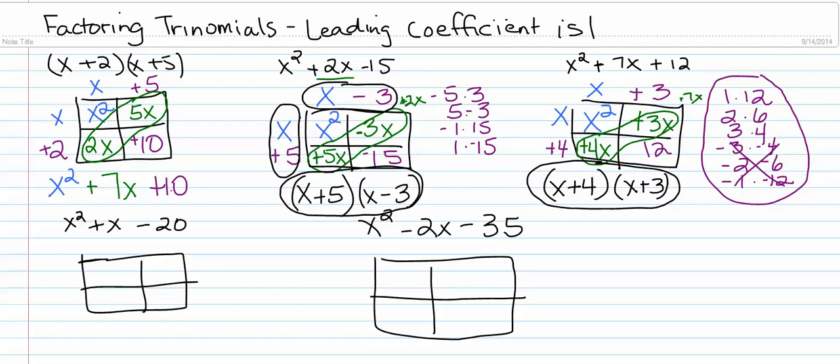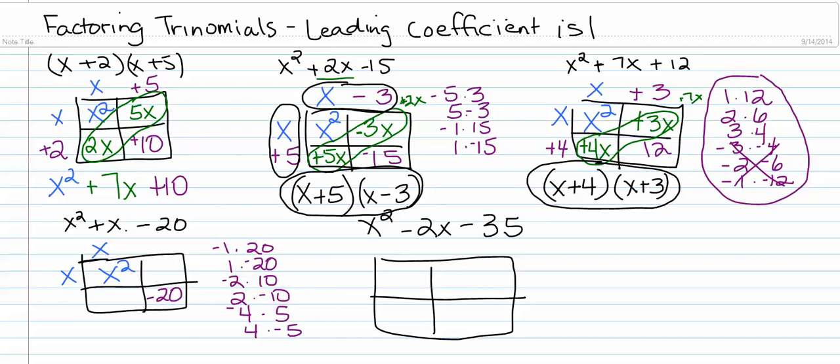Okay, another example. I've got x squared plus x minus 20. So I know my x squared goes here, and it's x times x. I know my negative 20 goes here. I just don't know what's going to fill in those spots. I know some combinations of numbers that will give me a negative 20: negative 1 times positive 20, or 1 times negative 20, negative 2 times 10, or 2 times negative 10, negative 4 times 5, or 4 times negative 5.